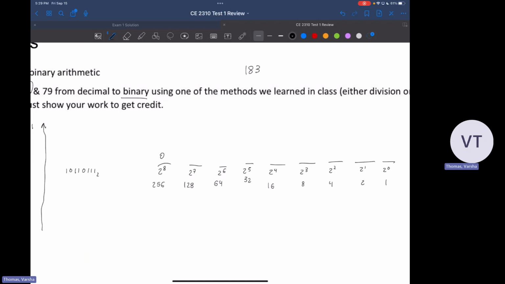So we cannot have a 256 bit. Otherwise, we'll already be greater than 183. We can't subtract like that. So we're going to get rid of that one. With 183, we can fit a 128 in there. So we're going to put 1. So 183 minus 128. I should have brought out my calculator.